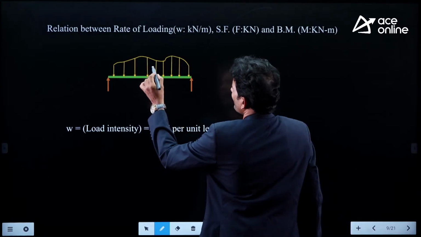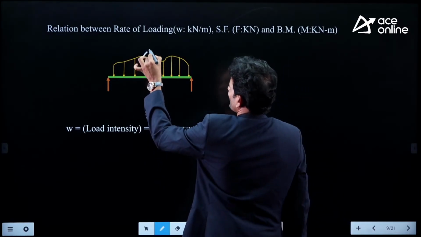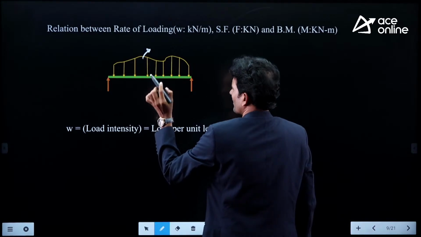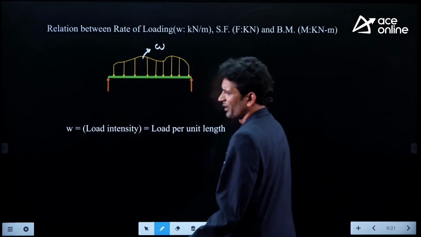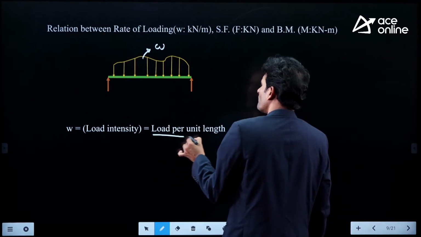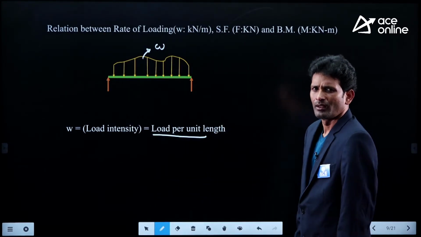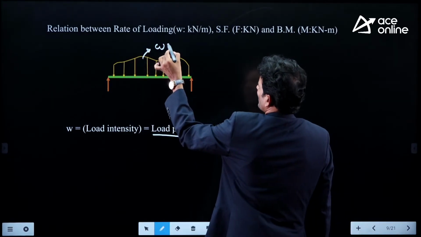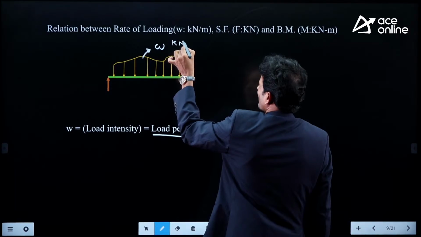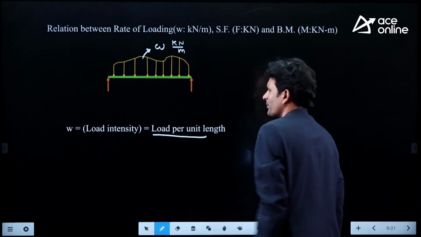So when we are having the distributed loads, we know that they are always represented with the intensity of loading condition. Load intensity is nothing but a load per unit length. How much load is acting per unit length of the member. So generally we are representing it with omega, so omega kilonewton per meter.